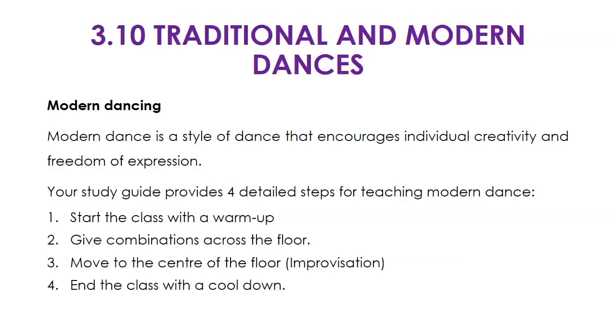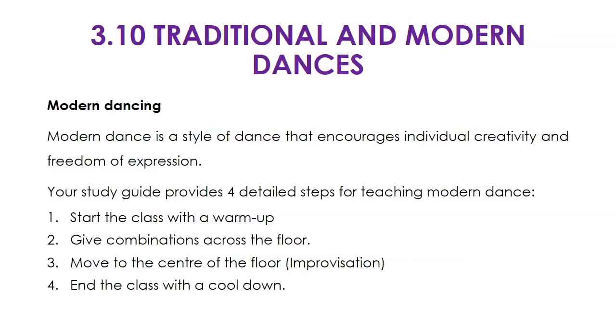The first step is that you start the class with a warm-up. Once again, your study guide expands and illustrates much more on these steps. Number 2 is that you give combinations across the floor. Your study guide gives you a bit of information about this, but this literally means that you put your students in a corner and they explore walking and running and jumping from one corner of the room to the other. You can have walks like up, up, down, or any of these things, just to help them explore their own bodies and their own movements within the space.